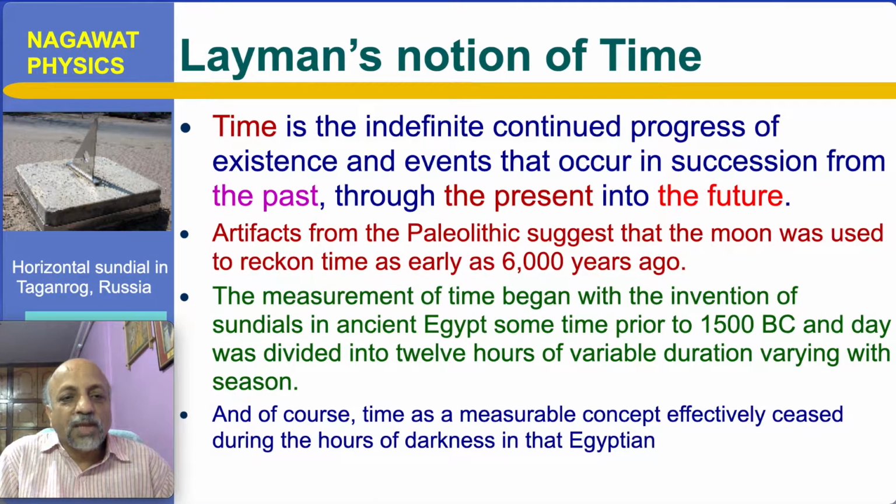So it was a quite complicated conceptualization of time using sundials, which was used even in the period before the Common Era, 1500 before Common Era. So that is a very interesting story to understand. And of course, time as a measurable concept effectively ceased during those days in the hours of darkness, because there is a sundial, but the sundial will not be able to communicate about the notion of time or measurement of time. So that was an interesting beginning.